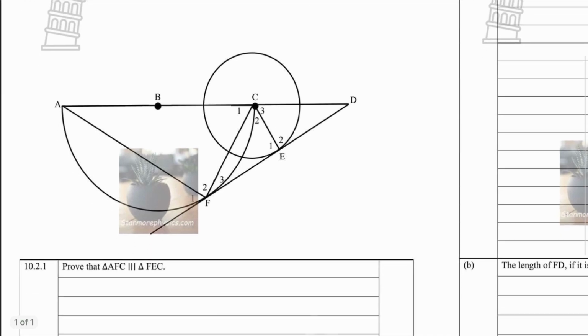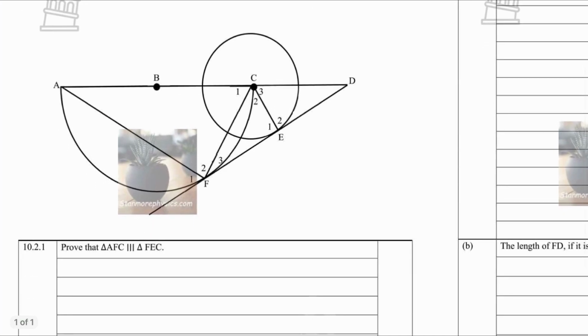And so the first question reads, prove that triangle AFC, so let's highlight that. So AFC is this big triangle here. So prove that that triangle is similar to triangle FEC. So triangle FEC is this smaller triangle here. Now, how do we do that?